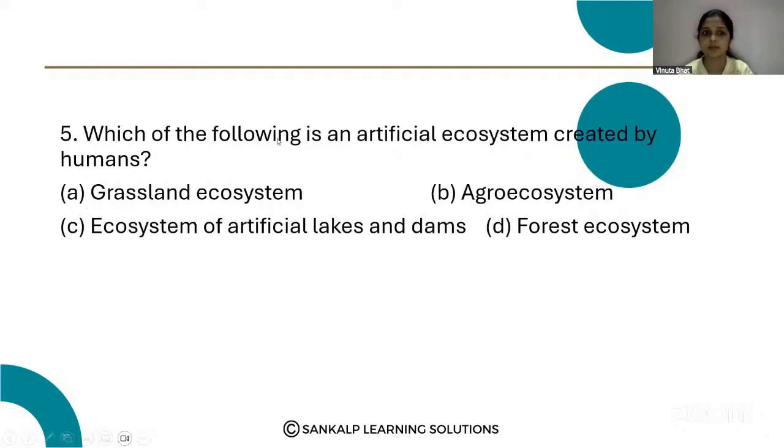Question number 5. Which of the following is an artificial ecosystem created by humans? Option A, grassland ecosystem. Option B, agro ecosystem. Option C, ecosystem of artificial lakes and dams. Option D, forest ecosystem. So, which is the correct answer? Option C, ecosystem of artificial lakes and dams.